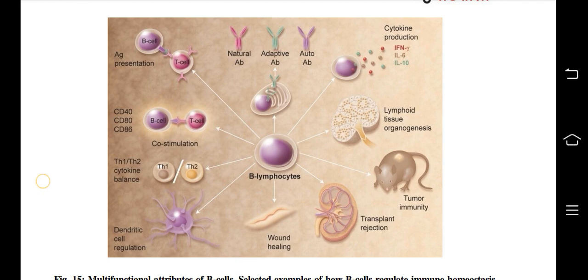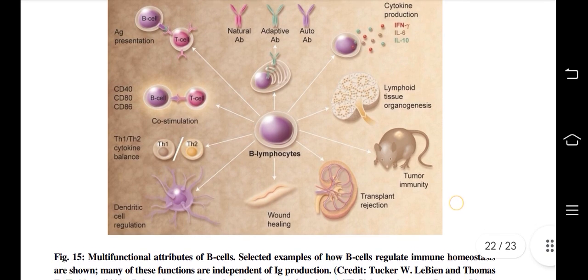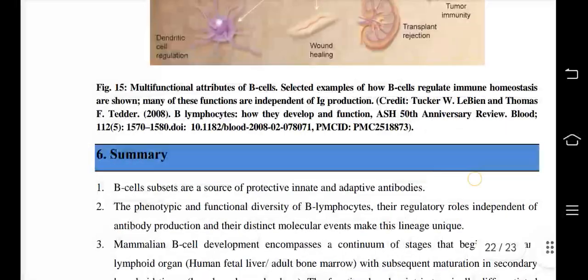So B lymphocyte: natural antibodies, adaptive antibodies, autoantibodies, cytokine production, lymphoid tissue organogenesis, tumor immunology, transplant rejection, wound healing, dendritic cell regulation, Th1, Th2 cytokine balance, CD4, CD80, CD86, antigen presentation, B cell to T cell.